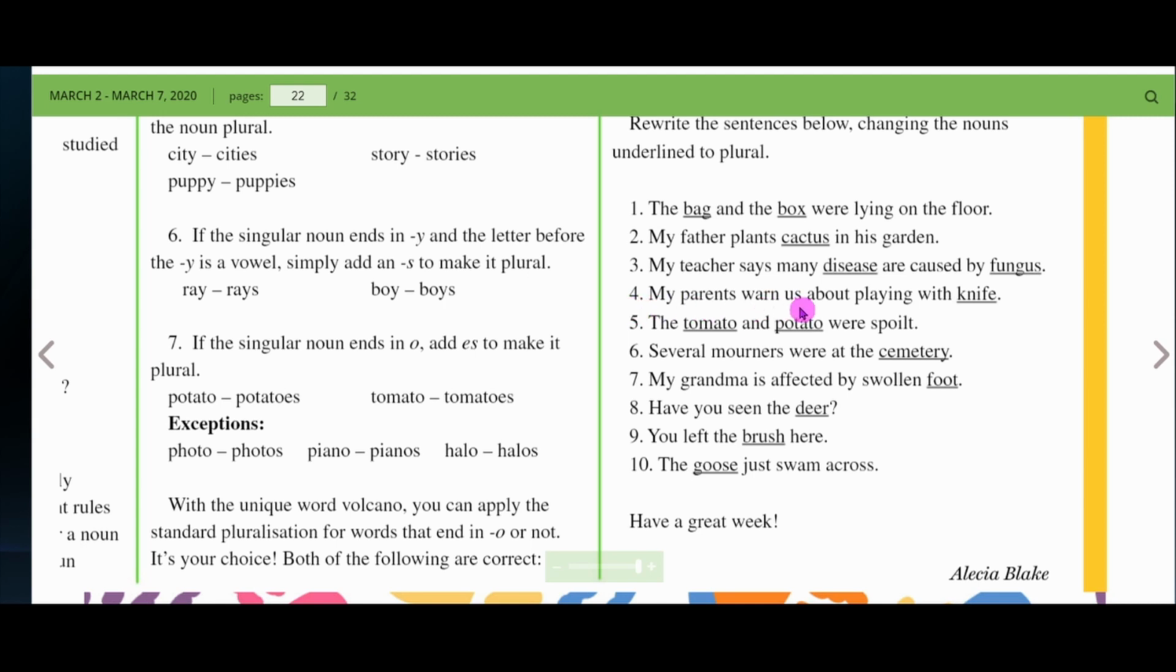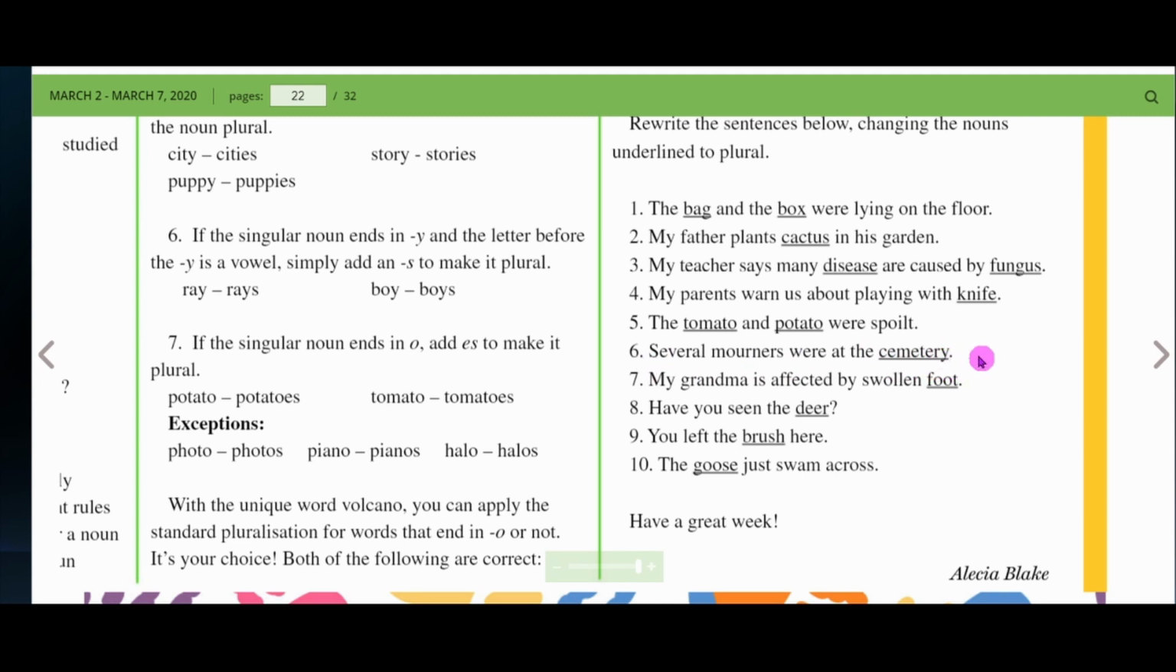Number 4. My parents warned us about playing with knife. So my parents warned us about playing with knives. Here we're going to change the F to V and add ES. Number 5. The tomato and potato were spoiled. So we're going to say the tomatoes and the potatoes were spoiled. So we add ES. Number 6. Several mourners were at the cemetery. We would say several mourners were at the cemeteries.